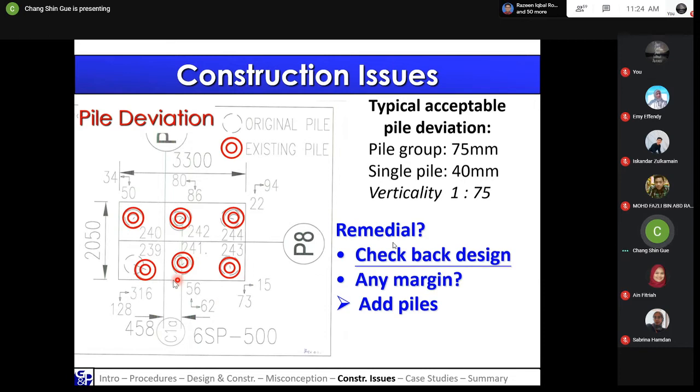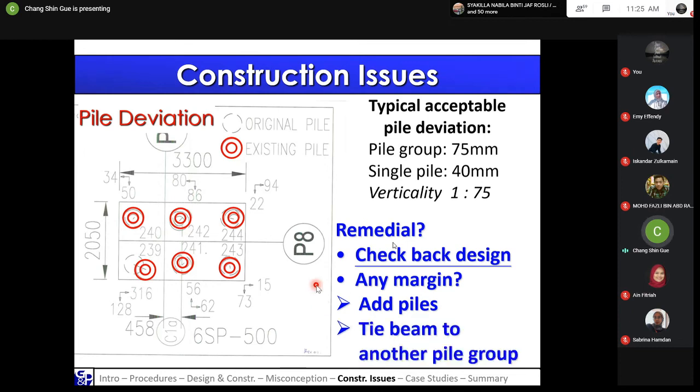Then you have to add additional piles and enlarge your pile group for the entire group. And most often the site can be quite congested, so additional piles may not be able to be added. So the other way we can do is using a tie beam to another pile group, which means that you construct another beam to transfer the load to another pile group.